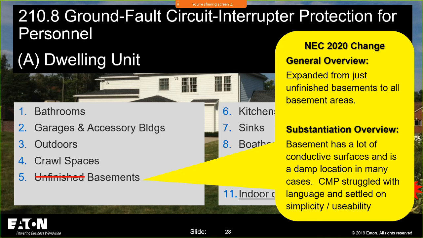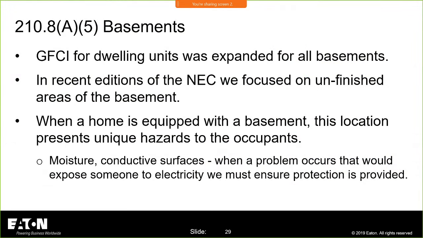We removed the word unfinished in basements in 210.8(A). So now it doesn't matter if it's finished or unfinished. Quite frankly, the issue there was that my definition of unfinished or finished might be totally different than yours. I may like the rough look where I have the exposed joists and exposed wiring. I think that's great. I threw a carpet on the floor, put a TV on the wall, and that's finished for me. It might not be finished for others. So we took the argument off the table.